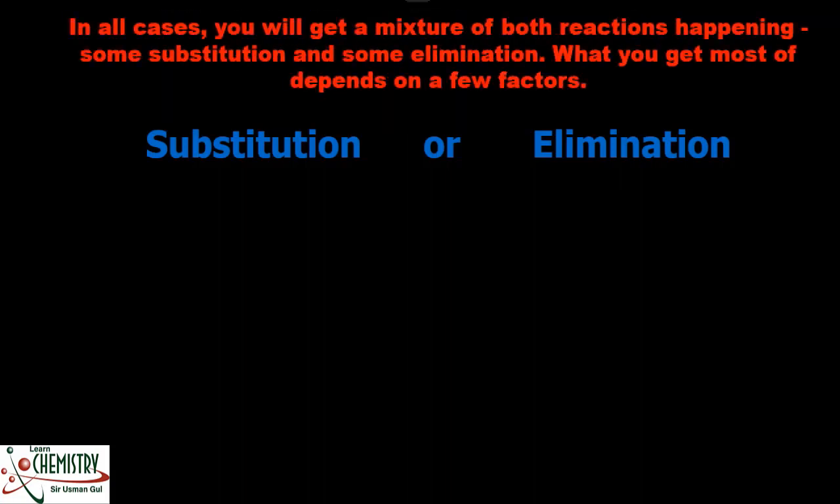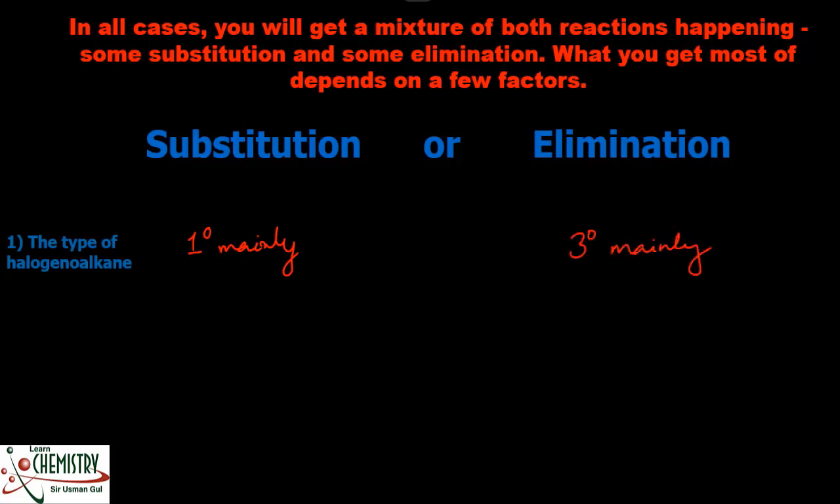Remember that in all cases you will get a mixture of both reactions happening, some substitution and some elimination. What you get most of depends on a few factors. Number one factor is the type of haloalkane. If you are using a first degree alkyl halide, you will get mainly substitution product, and third degree mainly gives you elimination product. But when you use second degree, it will give you both types of product, roughly equally.